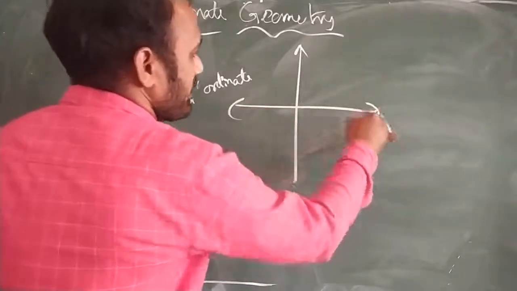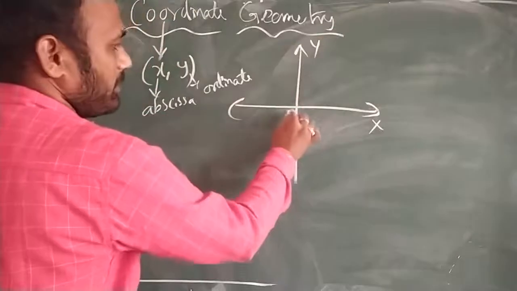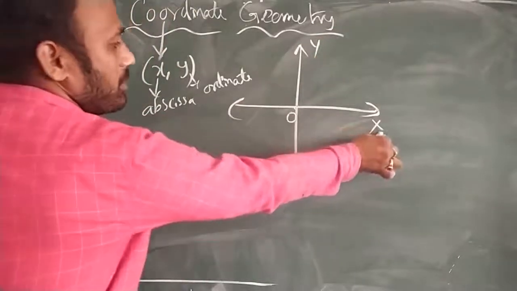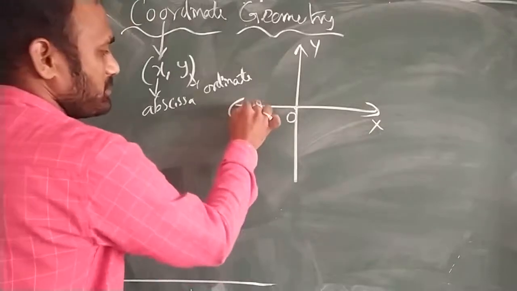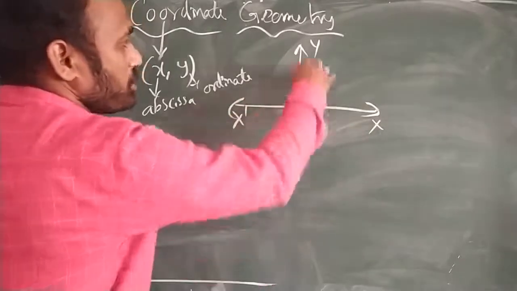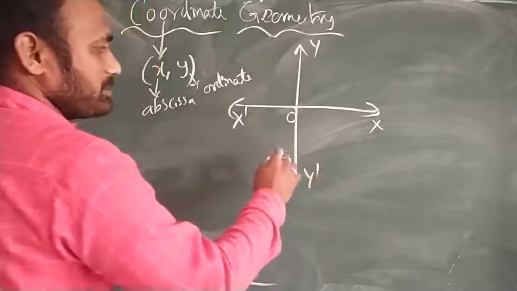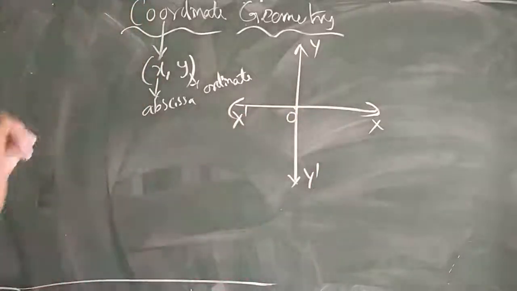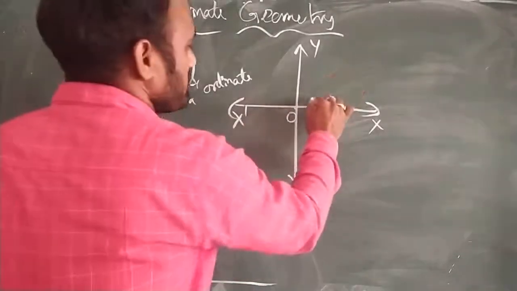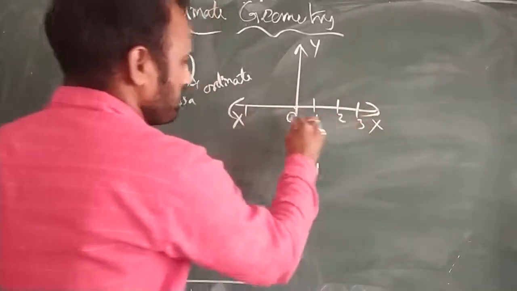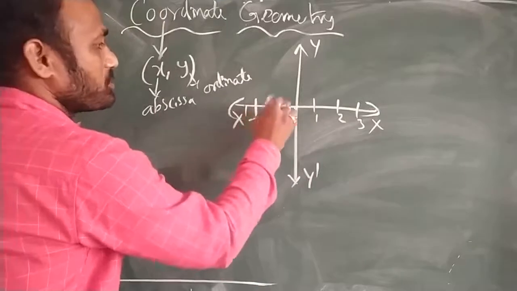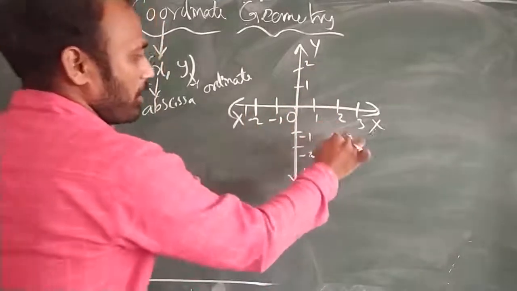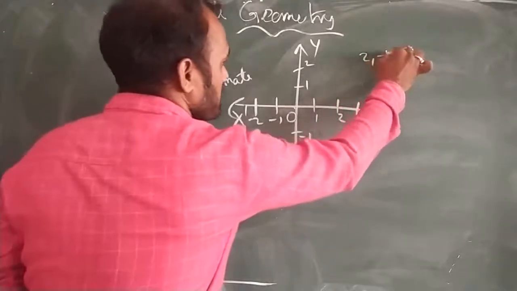So this is x-axis, this is y-axis, and the meeting point of x-axis and y-axis is origin. This is positive x-axis and it is negative x-axis, positive y-axis and negative y-axis. So this is a coordinate plane. In this, if I want to locate any point, 1, 2, 3, here minus 1, minus 2, 1, 2, minus 1, minus 2.